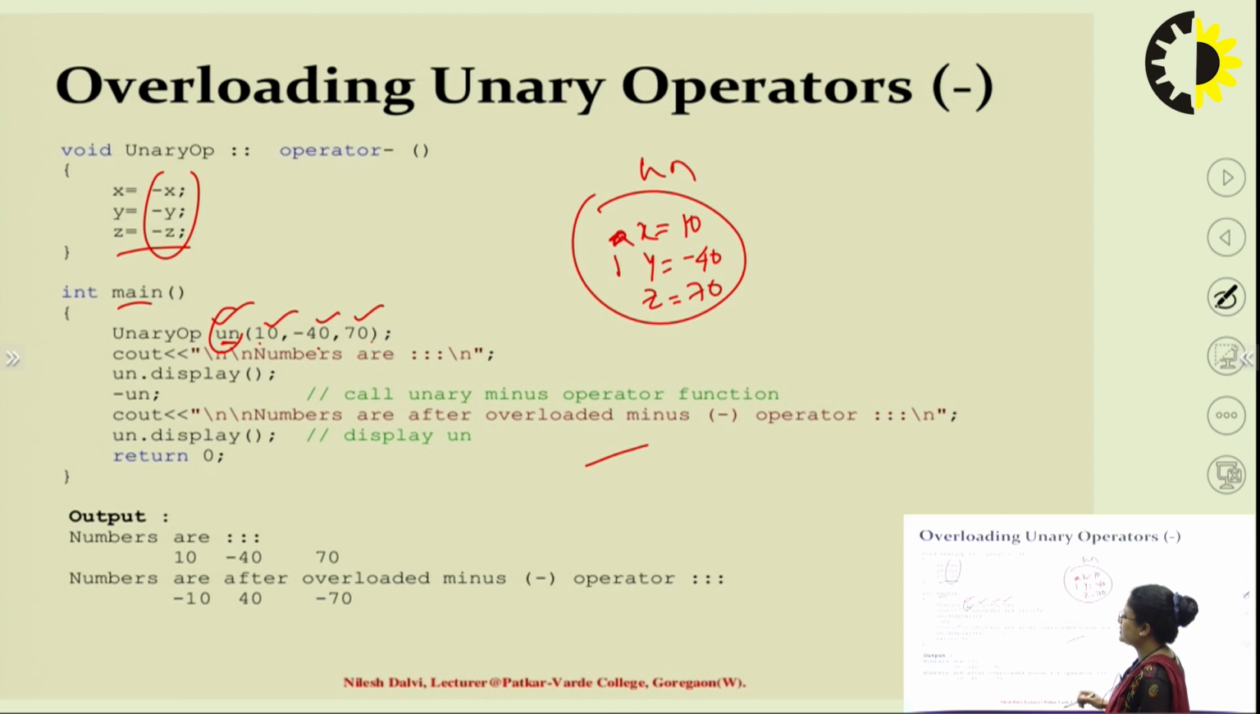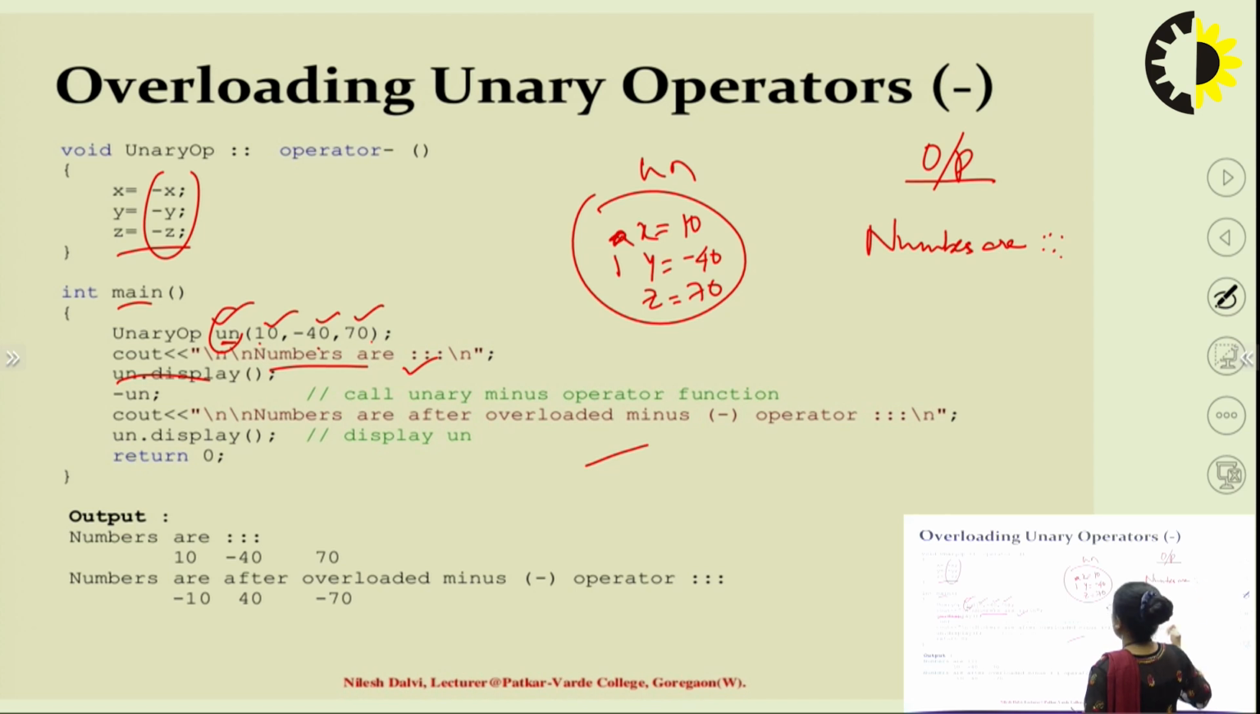Then, through the cout function, we are printing a message, numbers are. So in the output screen, the message numbers are will be coming.